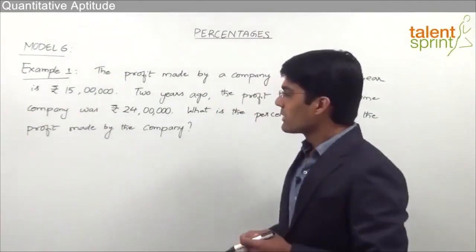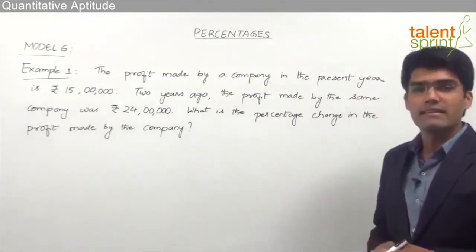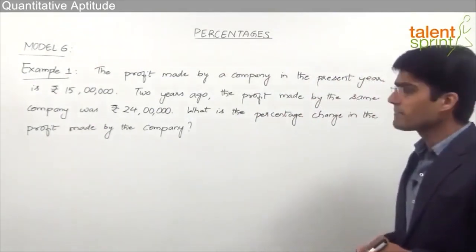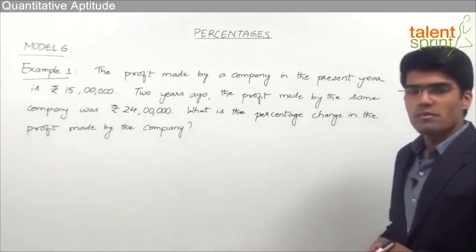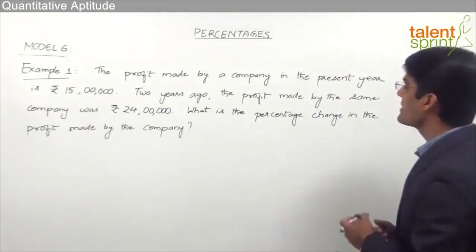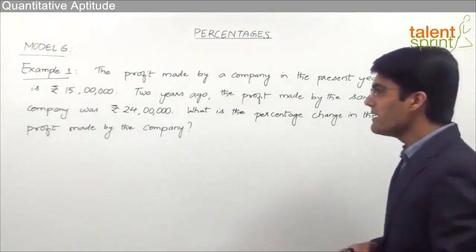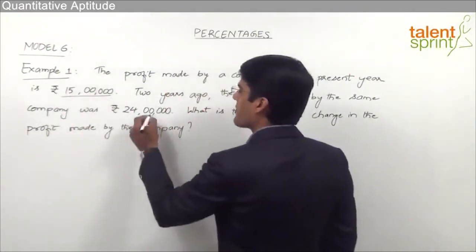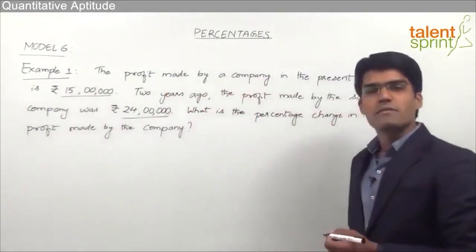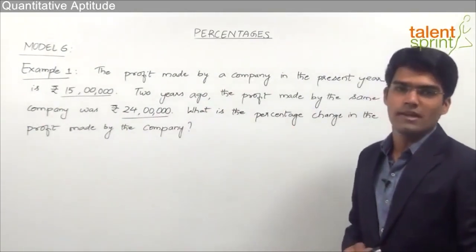Let us now take an example based on the concept of percentage change that we have learned just now. The question given here is the profit made by a company in the present year is rupees 15 lakhs. 2 years ago, the profit made by the same company was rupees 24 lakhs. What is the percentage change in the profit made by the company? So as you can see here, we know the present profit of the company, that is rupees 15 lakhs, and the profit 2 years ago, which is 24 lakhs. And we are supposed to find out what is the percentage change between these two values.